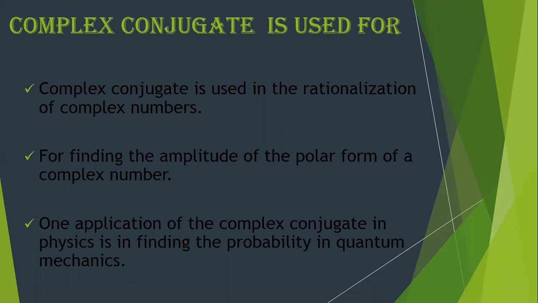Let's take a look at what it is used for. A complex conjugate is used for rationalization of complex numbers and finding the amplitude of the polar form of a complex number. One application of a complex conjugate in physics is finding the probability in quantum mechanics. And remember, the complex conjugate is very useful.